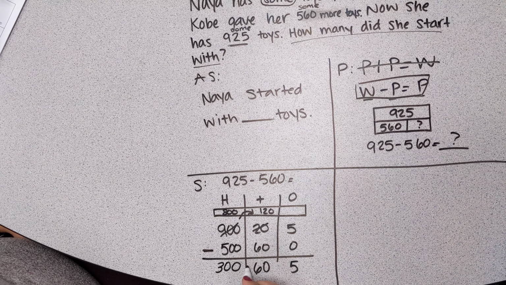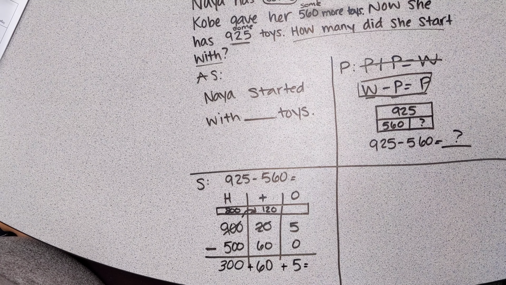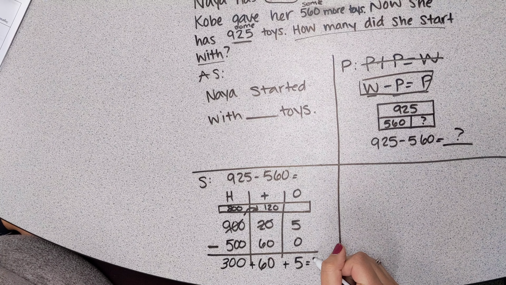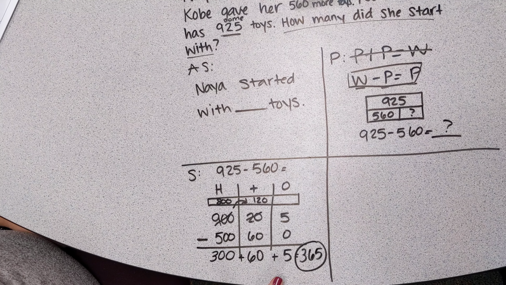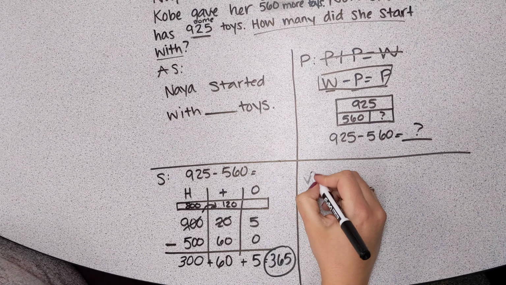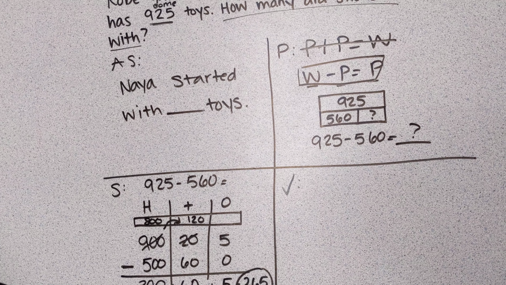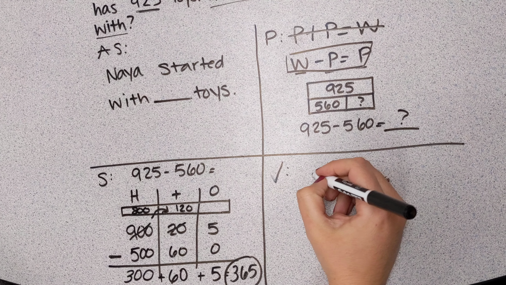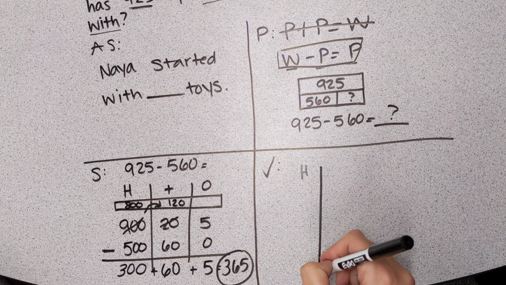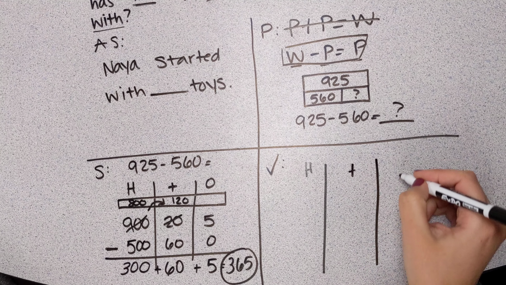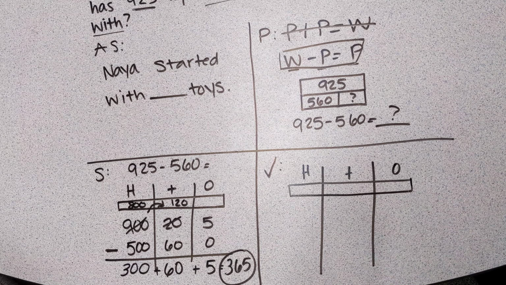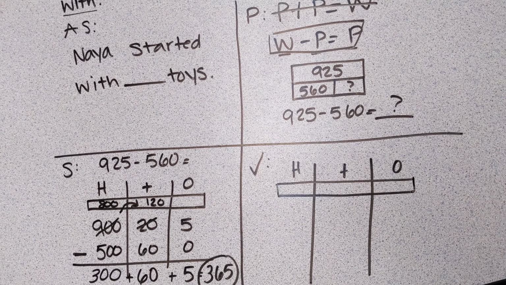This is now in expanded form, which I need to turn back into standard. 365. Well, now I'm going to check my work. This time I'm going to use the pictorial model. This is where I draw out with base 10 blocks my numbers.